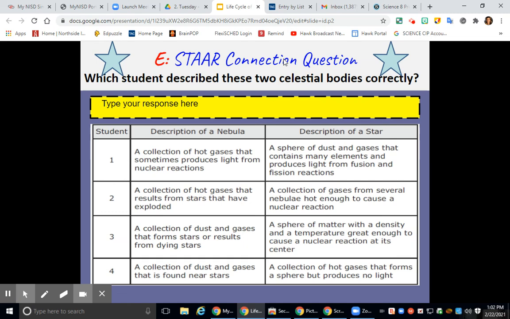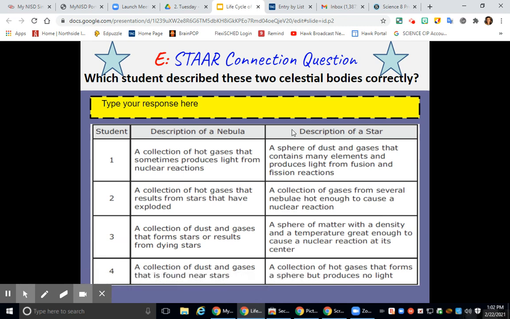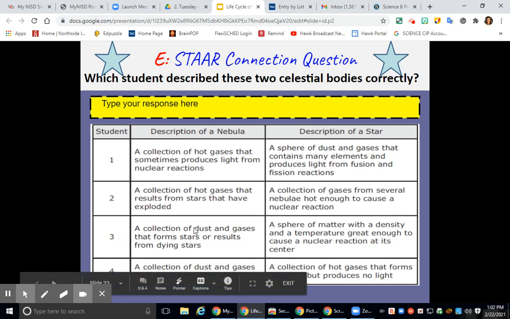For our exit, it's a star test question. It says, which student described these two celestial bodies correctly? So which student has the correct description of a nebula and a description of a star? A nebula is a collection of dust and gases that form stars or results from dying stars. And then the description of a star is a sphere of matter with a density and temperature great enough to cause a nuclear reaction in its center. I hope you enjoyed learning the life cycle of a star.